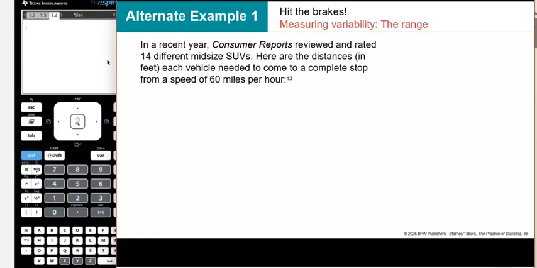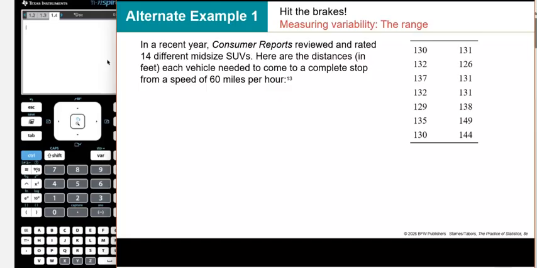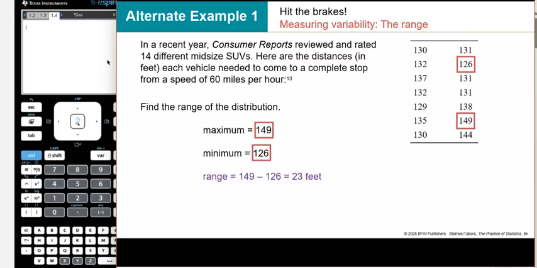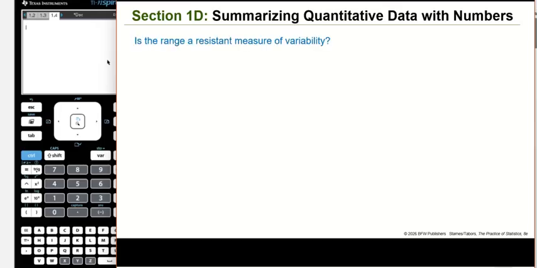Okay, Consumer Reports reviewed and rated 14 different cars and SUVs. Here are the distances each vehicle needed to come to a complete stop from a speed of 60 miles per hour. So those are the distances measured in feet, I believe. Find the range of the distribution. So you would take the biggest number minus the smallest number. Looks like 149 and 126. So you would subtract the two and you would get 23. It's good to include the units there. Again, we want to include the context here, so get in the habit of including the units.